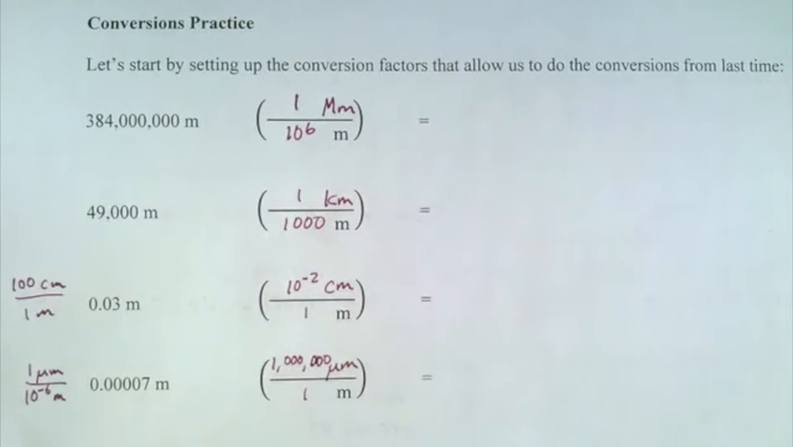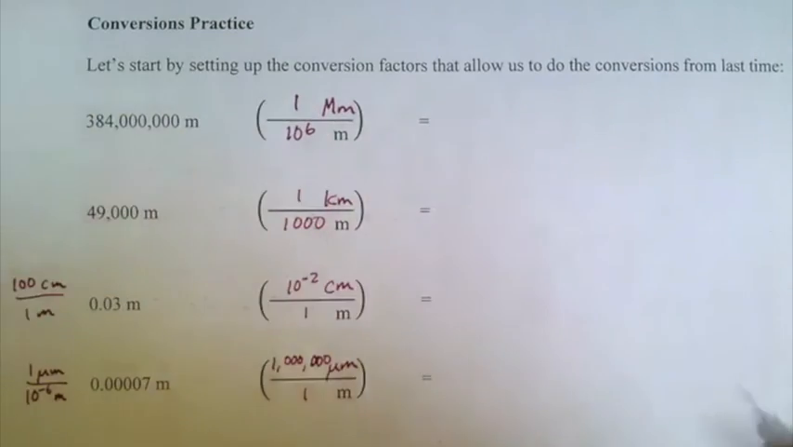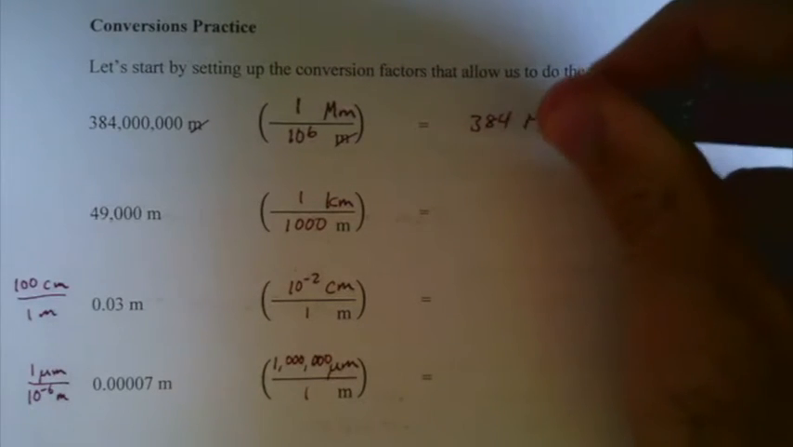Either of those work out great. Use whichever one you're comfortable with. Once that's all said and done, now it's just a matter of putting this into your calculator. If we take this and divide by 1,000,000, notice the meters are going to cancel out, and I'm going to wind up here with 384 megameters.